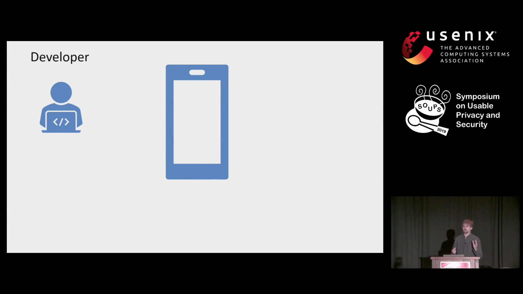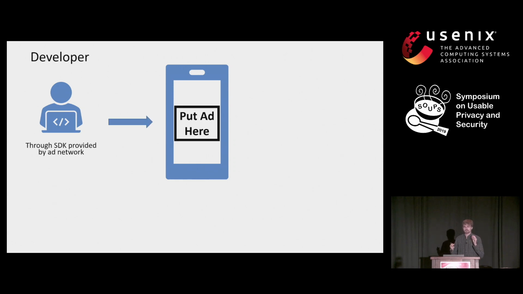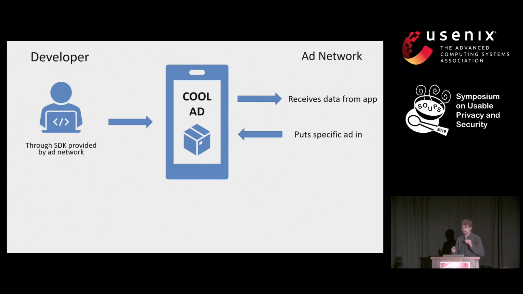So for a brief overview of how this process works, let's assume we have a developer with a mobile app they want to monetize. They first use an SDK provided by the advertising network, and then by integrating necessary lines of code, they say, I want to put an ad here. Then, whenever an ordinary user uses my app, the ad network receives data from the app, such as the device user ID, the location, etc., and thus selectively decides what specific ad to show that specific user at that specific moment in time.